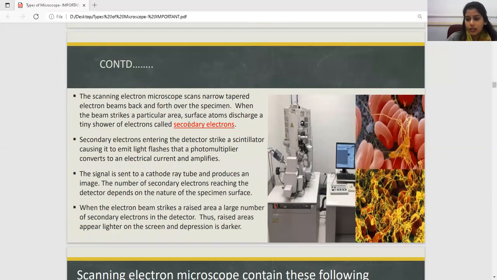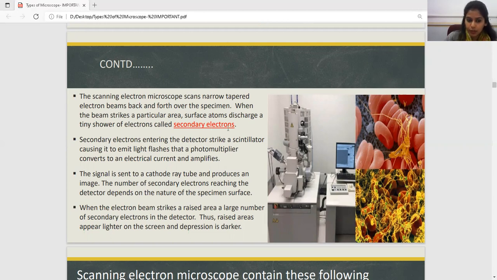Here you understood that it is going to produce secondary electrons. When the beam of electrons strikes the specimen, it discharges a tiny drop of electrons. These electrons are nothing but the secondary electrons. If I say a magnified image is being produced, it is because of the production of secondary electrons. These secondary electrons are made to fall onto the scintillator film, which produces flashes of light. These flashes of light are in turn amplified, and then the final magnified image is produced. So this is how a magnified image is produced.